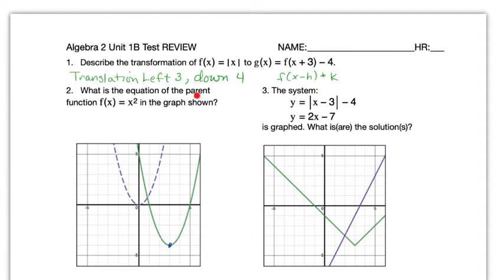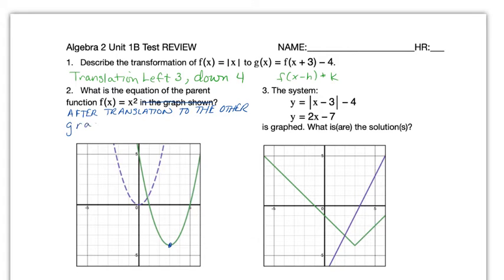Problem 2. What is the equation of the parent function f of x equals x squared? Not quite the right question. It should say after translation to the other graph, or the green graph, as you can see on my drawing.